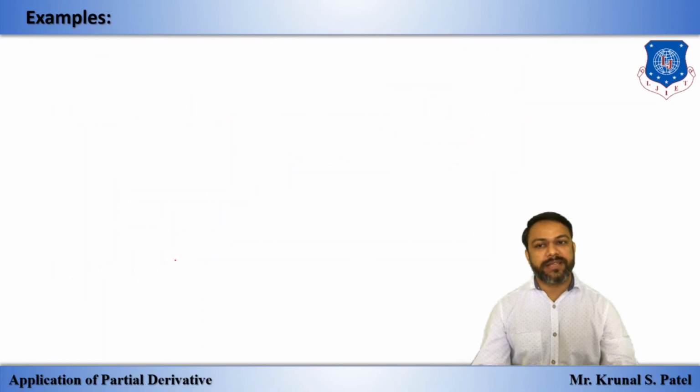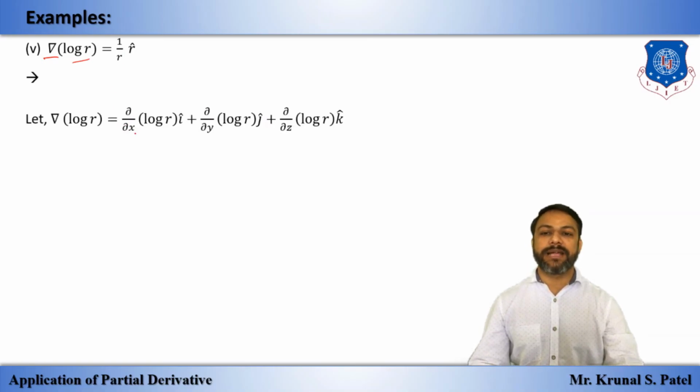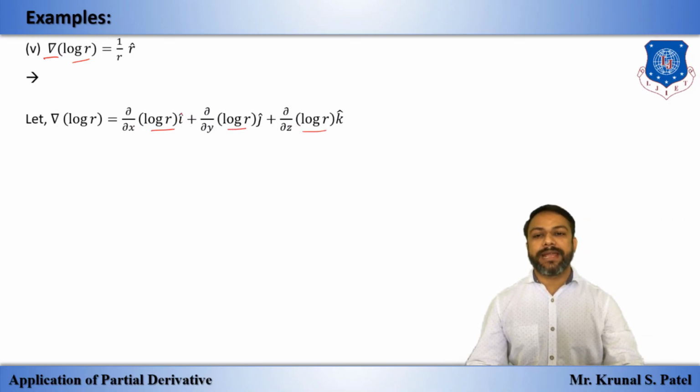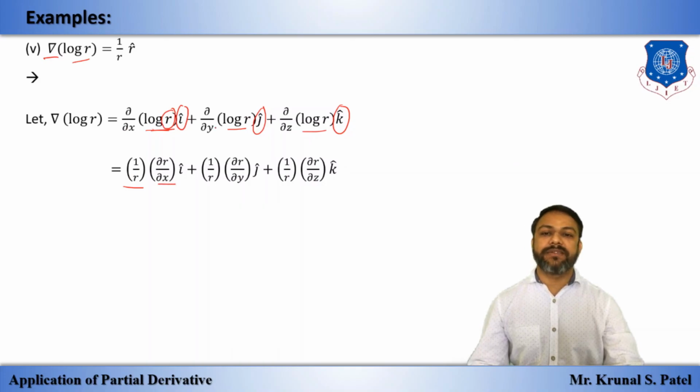Okay, same way we have number 5, which is the gradient of log r, and the gradient of log r is del by del x of log r, del by del y of log r, del by del z of log r, and i, j, k is there by default because it is in the formula of gradient. Now what is the formula for differentiation of log r? 1 by r, and differentiation of r with respect to x is del r by del x. Same way with respect to y, del r by del y. Same way with respect to z, del r by del z, and differentiation of log r is 1 by r by default.